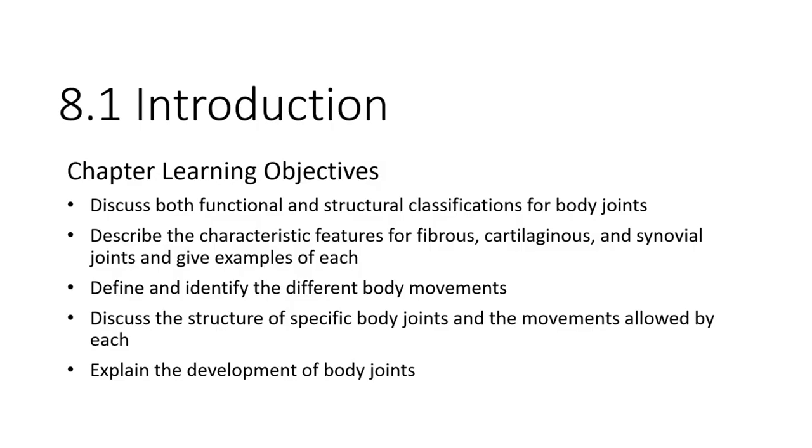We're going to talk about some different examples of these different types of joints in the body. We're going to go over some different body movements, and this is going to be a really good setup to our muscles topic, which we'll be covering here in a couple more weeks after we finish the skull. And then we've got some special body joints that have specific structures and their movements that are allowed by the different types of joints. And then we'll touch a little bit on how these joints develop.